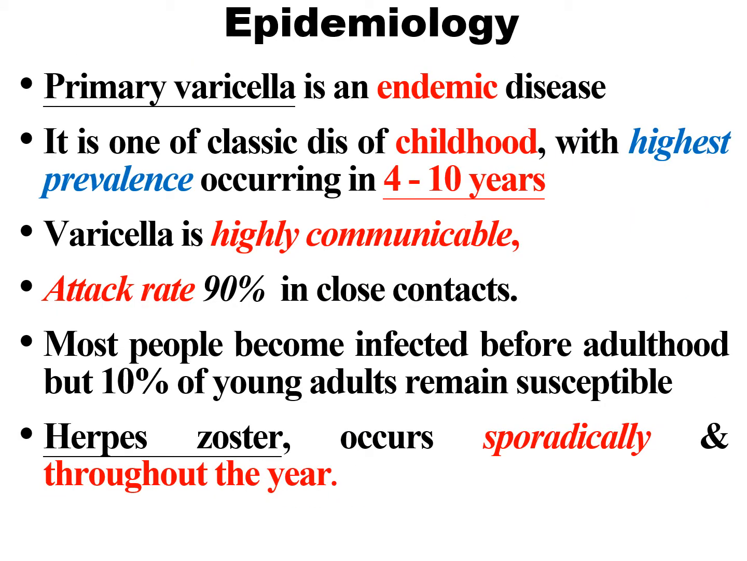Epidemiology. Primary varicella is an endemic disease. It is one of the classic diseases of childhood, with highest prevalence occurring at 4 to 10 years of age. Varicella is highly communicable, with an attack rate of 90% in close contacts. Most people become infected before adulthood, but 10% of young adults remain susceptible. Herpes zoster occurs sporadically and throughout the year.